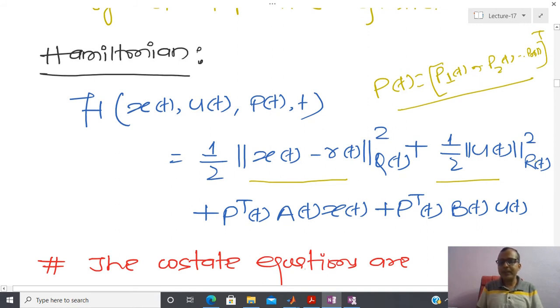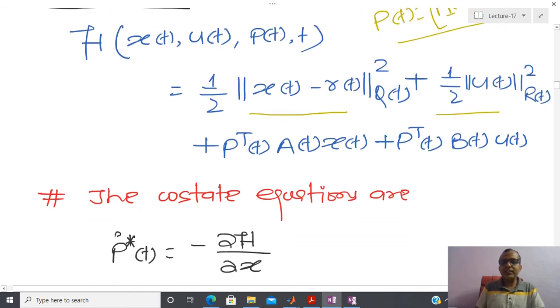So I have to multiply the dynamics, and what is our dynamics? x dot(t) equals A(t)x(t) plus B(t)u(t). It means that my system is constrained to follow that dynamics throughout the state space for any value of control. Due to that reason, I have to multiply p(t) with that dynamics, and if you take p(t) transpose common, then you are able to see that A(t)x(t) plus B(t)u(t) comes into the picture, and now this is our Hamiltonian.